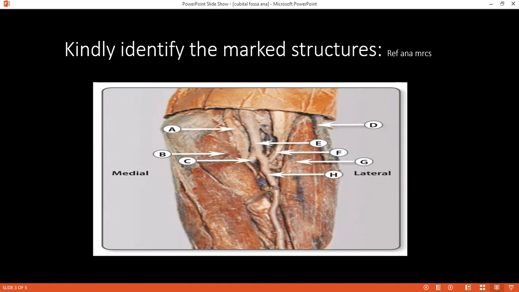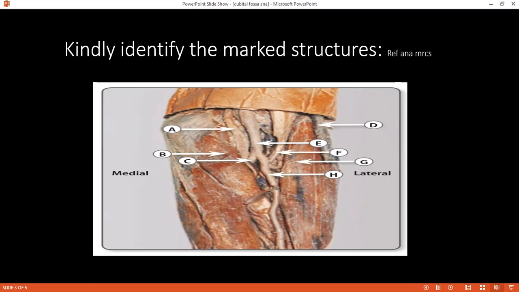Then, can you please tell me what are the boundaries of the cubital fossa? The boundaries of the cubital fossa: the lateral boundary is formed by the brachioradialis muscle, medially by pronator teres, and the floor by brachialis. And the roof? The roof is formed by skin and superficial fascia. Okay, good.